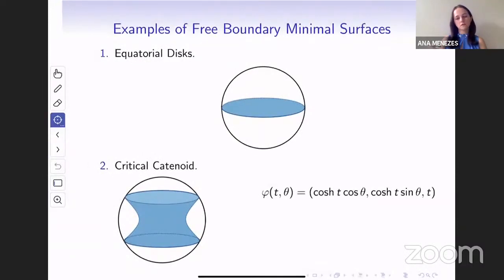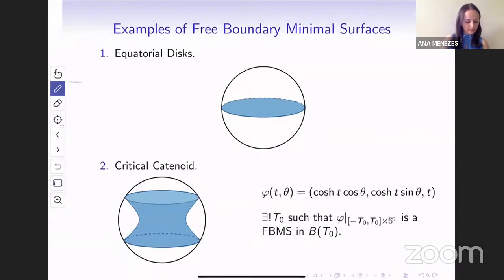You just consider the parameterization of the catenoid in the Euclidean space, right? And you can show that there is a unique piece of the catenoid that is a free boundary minimal surface in a ball of a certain radius, okay? And this radius here is exactly the unique solution to the equation T equals T, okay? Then to get our critical catenoid, we just need to rescale this radius to 1, okay? And then you get it.